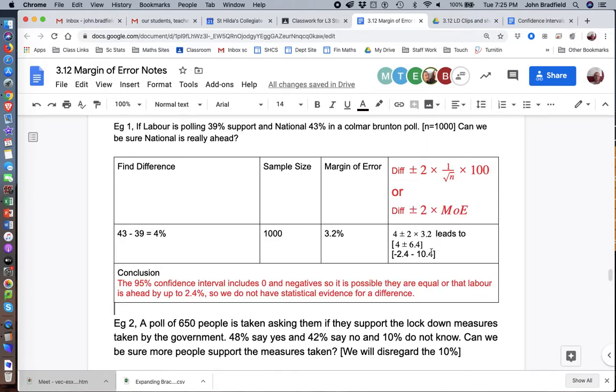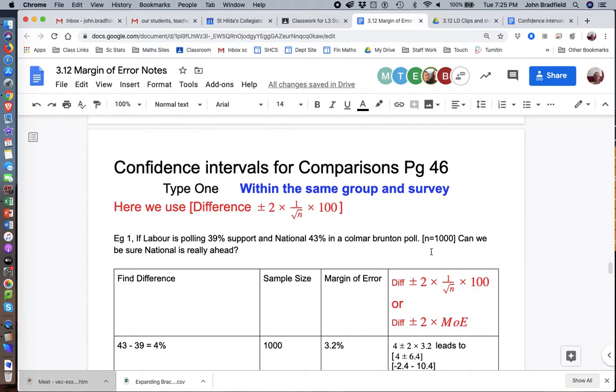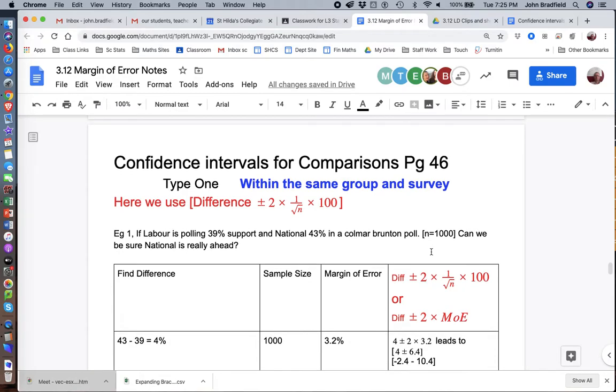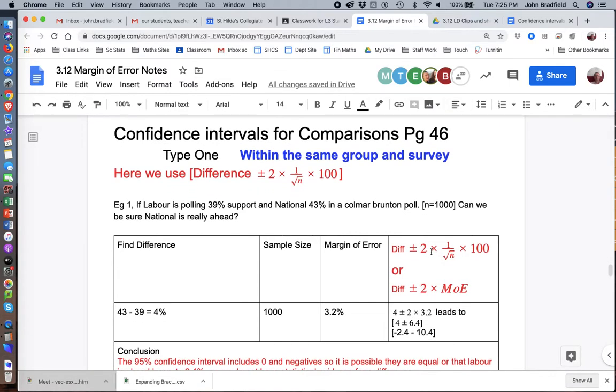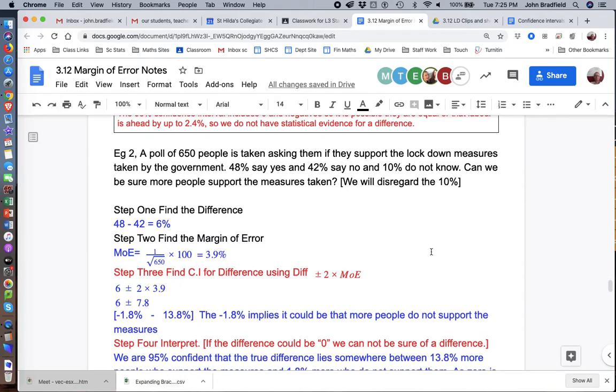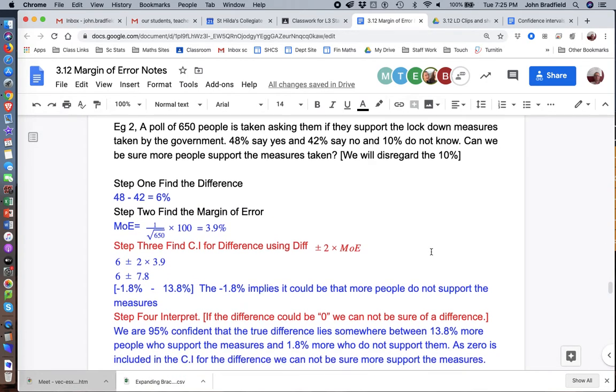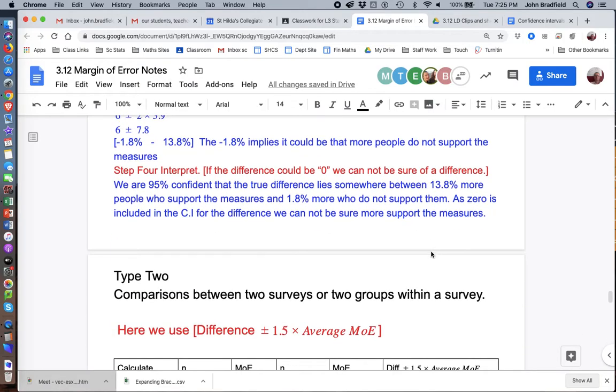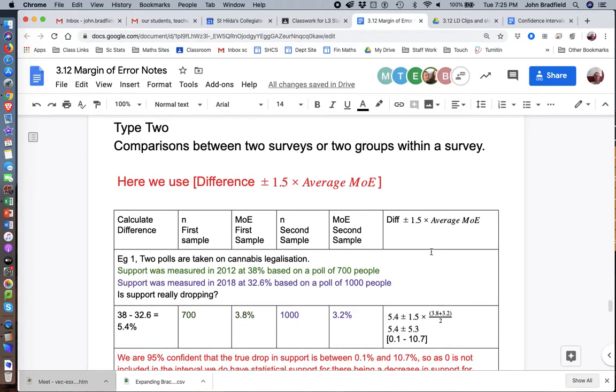Now that's one situation, where all of those people polled were from the same group in the same survey. Now there's another example in the notes there. I'll just let people see that briefly. If you're looking at it, you could pause your clip, have a look at the question, and check that my working in blue makes sense. Okay, but I'm going to move on now to the second situation, and that's this.